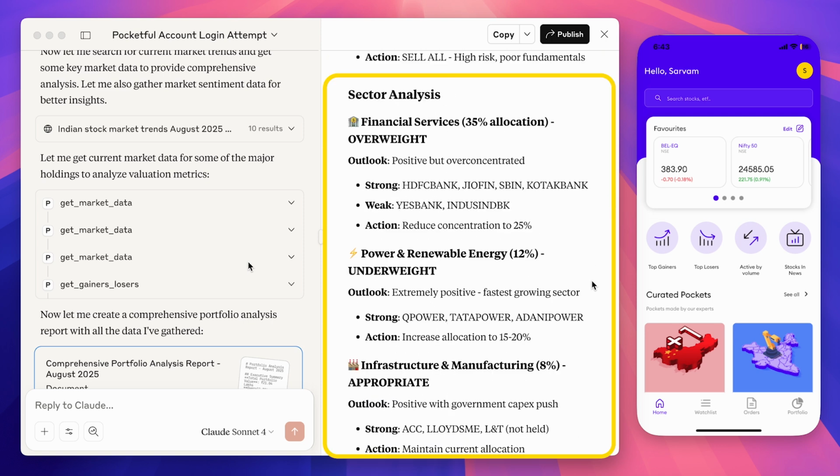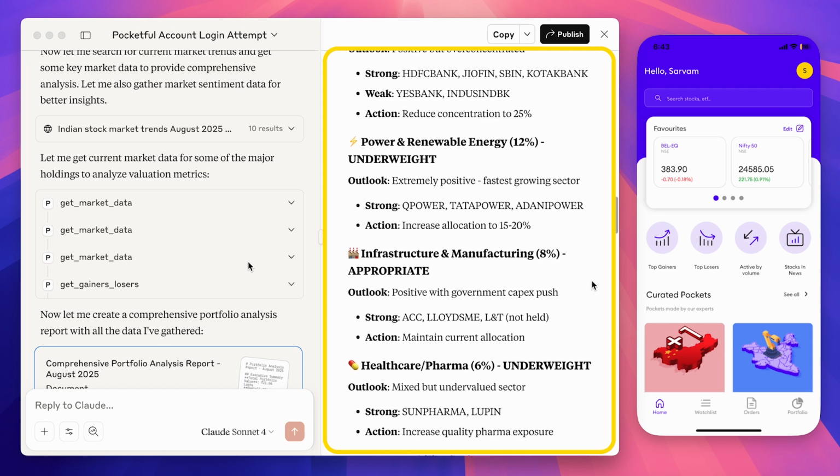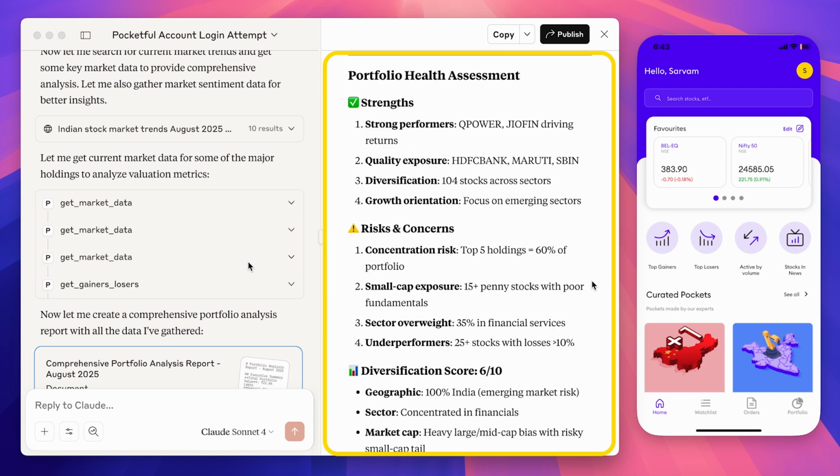Third, sector analysis. Next, it looks at my sector spread, showing where I'm concentrated, where I'm underexposed, and how those sectors are performing in the current market. Fourth, portfolio health assessment. Here's the portfolio health check: diversification, balance between market caps, and risk concentration. Basically, how stable my overall structure is.